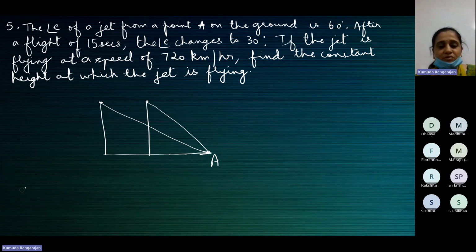The first line of sight is this one. This was the first line of sight because this is the initial position of the jet. So this is the first line of sight, horizontal, this one, 60 degrees. Then this is the second line of sight, horizontal, 30 degrees.